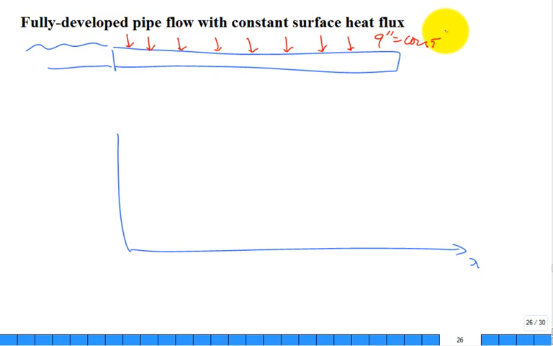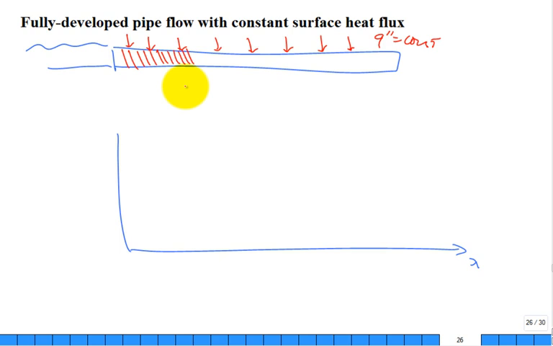How could you experimentally achieve that in the lab? Take an electric resistive wire heater, wrap it uniformly over the pipe all the length, and then turn it on. So you just wrap a wire over the pipe, insulate it on the outside, turn it on, and it's basically going to push the heat. Q double prime is constant.